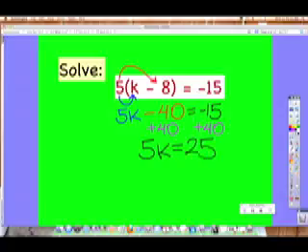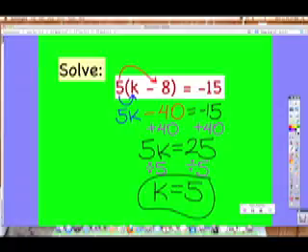Hand in the air. We're down to a one-step equation. Corbin, what would you do next? Perfect. Divide 25 by 5. Final answer. Make sure you have your K. Make sure you have your equal sign. Make sure you have your 5. How many of you wrote it perfectly? K equals 5. Let me see.